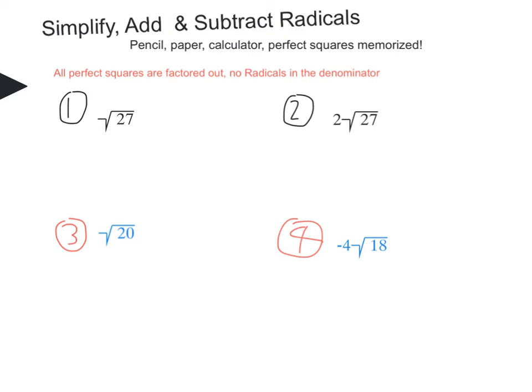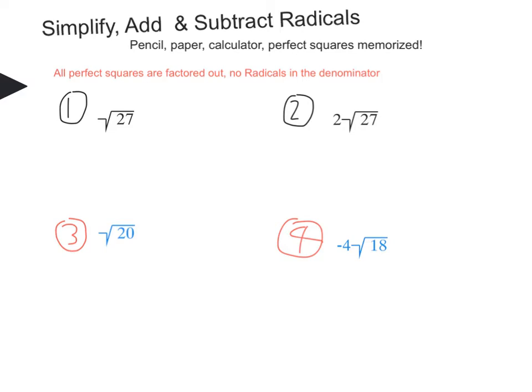Welcome to the Simplify Adding and Subtracting Radicals video. To reduce a radical, all the perfect squares must be factored out, and you can't have any radicals in the denominator, and we'll save that part for the second video. Example 1, square root of 27.